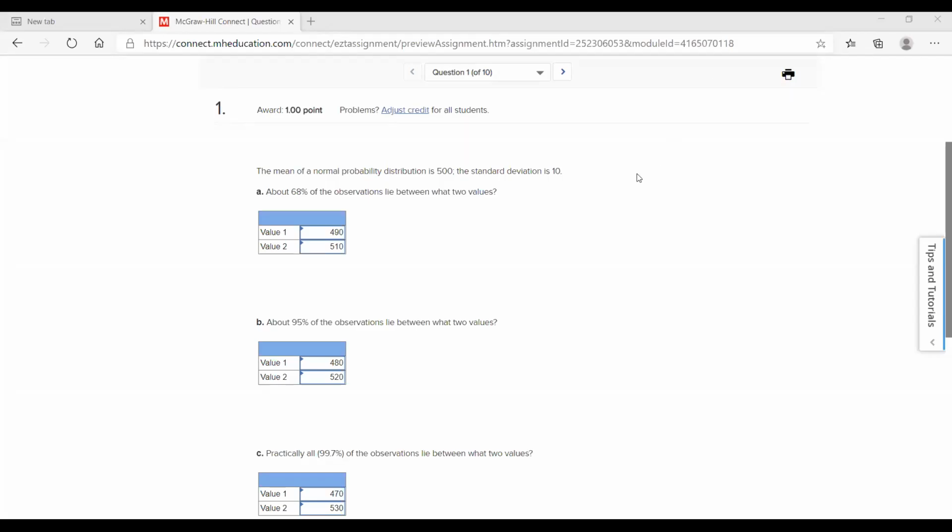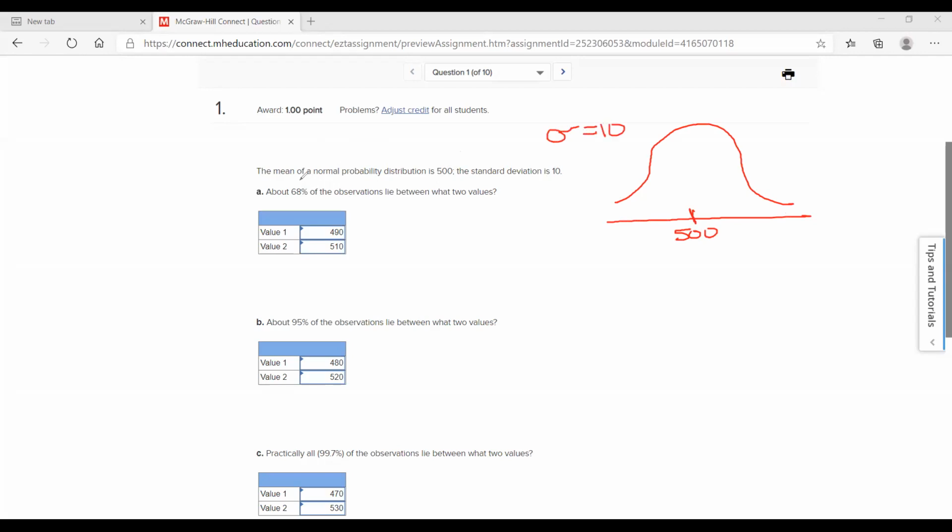All right, let's take a look at your Chapter 7 homework. This is problem 1. In problem 1, we're going to be getting into the normal curve. So let's say the normal distribution has a mean of 500. If I drew out the curve, the mean of 500 would be right in the middle. And they give you the standard deviation; I'm going to say that sigma is equal to 10.